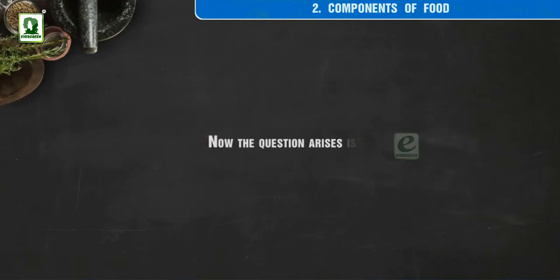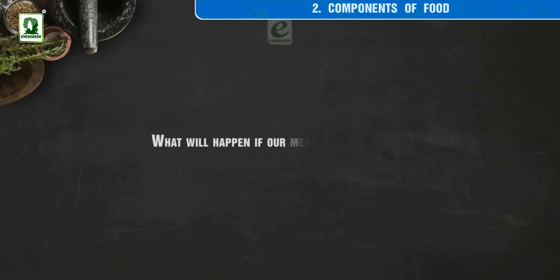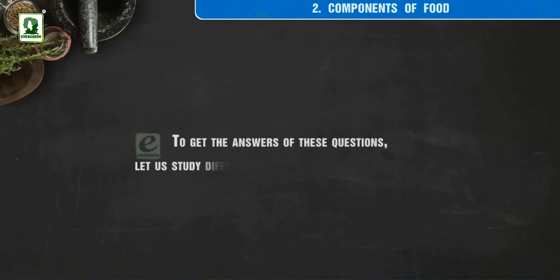Now the question arises is, what do these different food items contain? What will happen if our meal consists only of a single food item? To get the answers of these questions, let us study different components of food in detail.